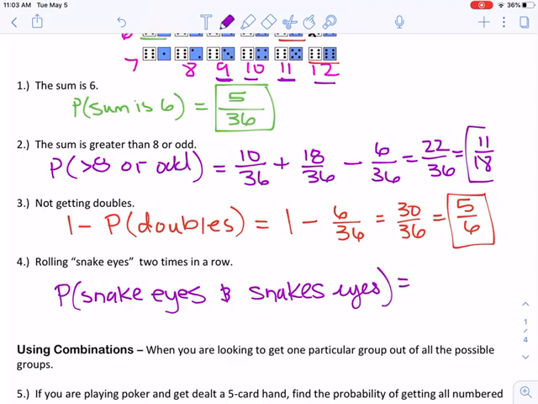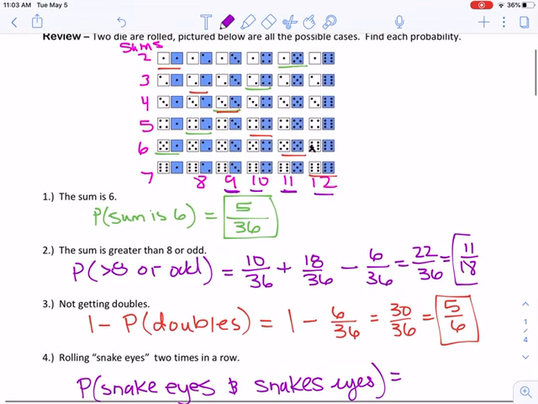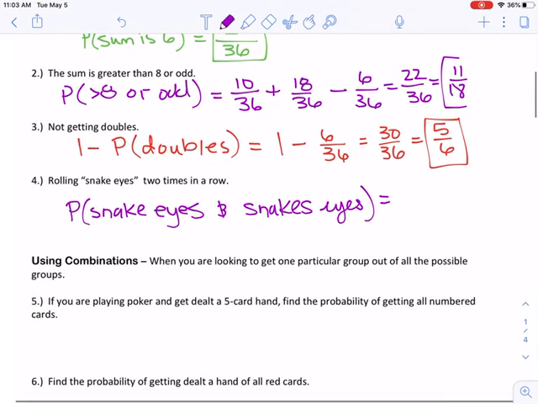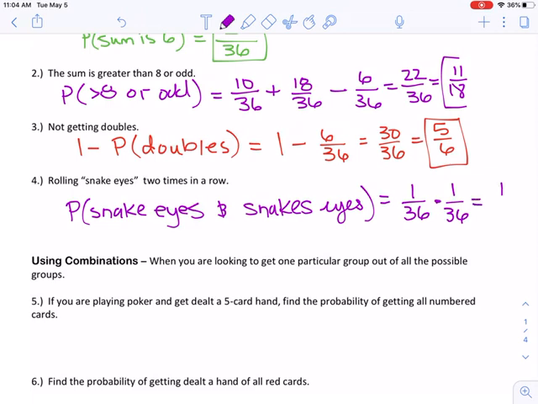So on my first roll, there's only one way to do it. Snake eyes is when I get the double 1s. So that means that there is 1 out of 36 chances on my first roll. Well, when I roll again, that's going to be the same probability, 1 out of 36, which would give me 1 out of 1,296. So not very highly likely chances of rolling snake eyes twice.